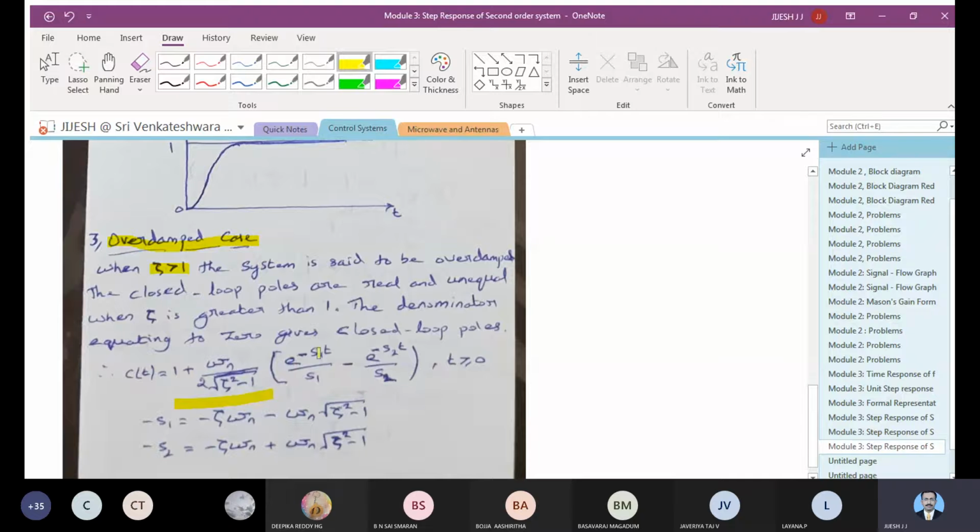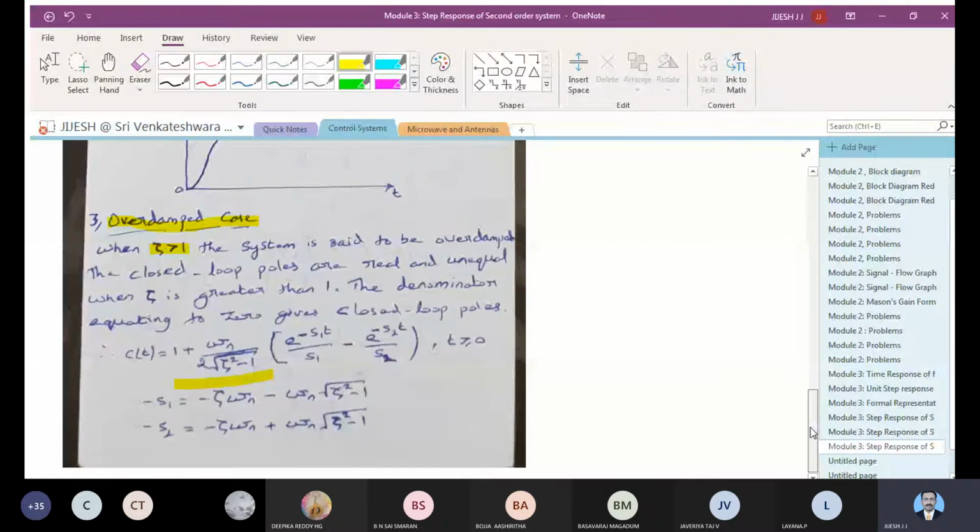For us, underdamped, undamped, and overdamped, all these conditions are related to the second order response, and this is for the step response of a second order system. When zeta is greater than 1, you call that the overdamped condition, and this is the equation. We are not going to go through the derivation, it is a straightforward equation with s1 and s2 parameters. So you can just note these down.